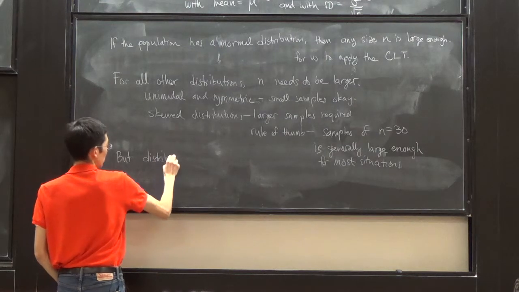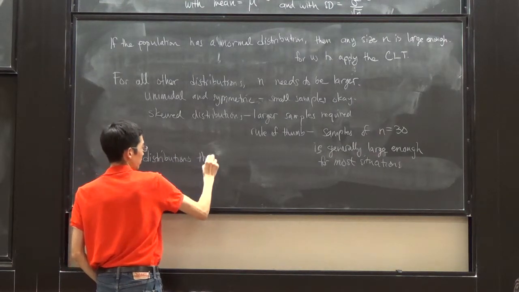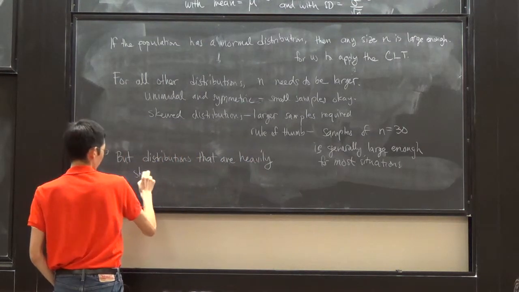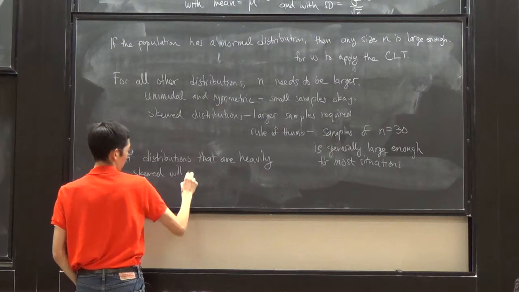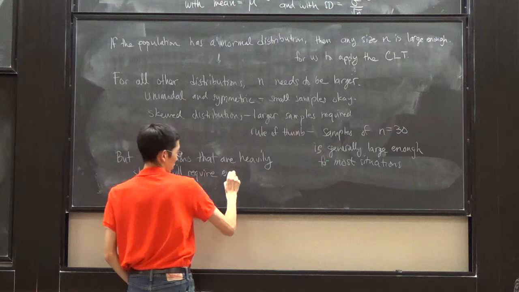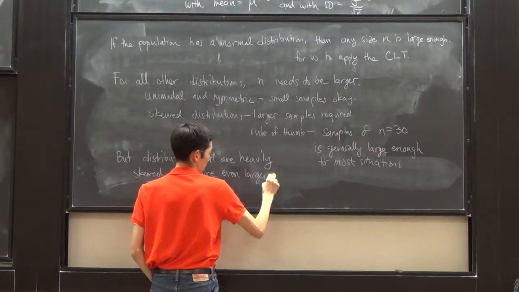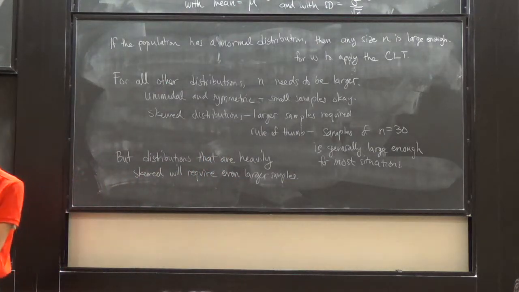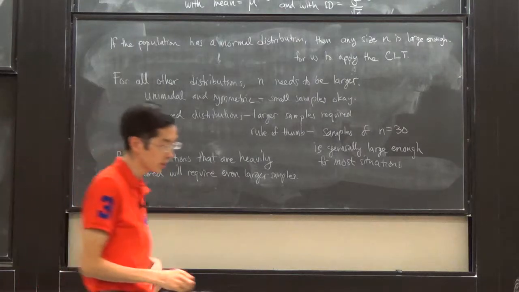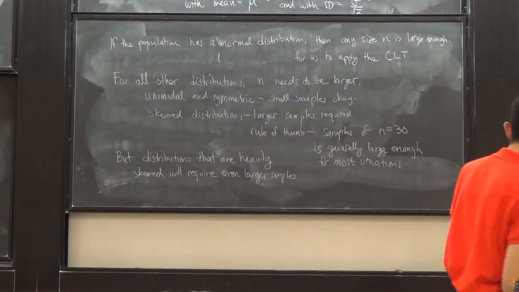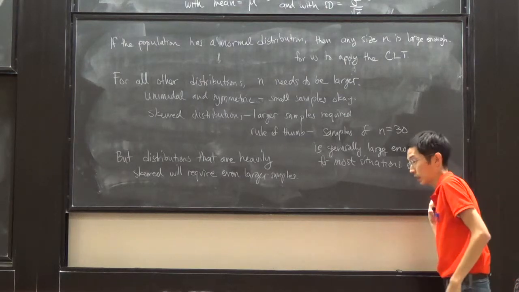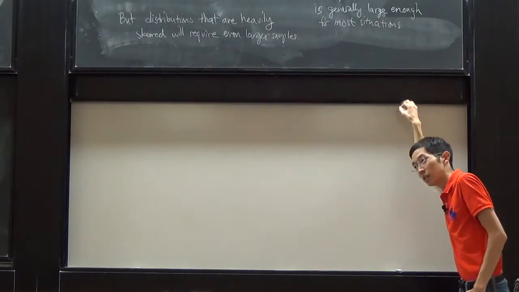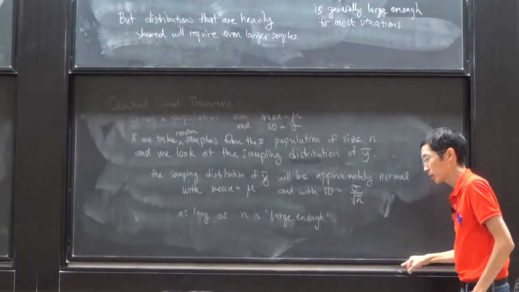Distributions that are heavily skewed need even larger samples. Okay, so that's what we have. And the other aspects that are important for us to apply the central limit theorem is that the samples must be selected randomly. Okay. Randomly and independently.